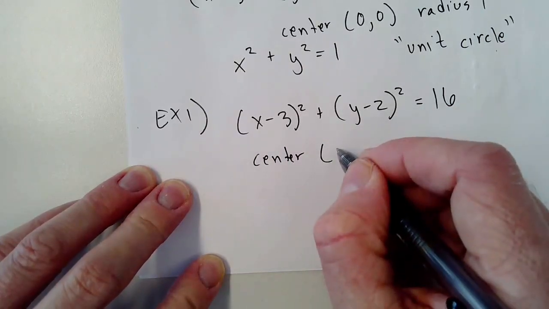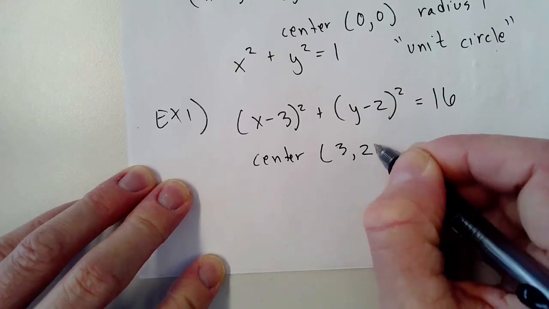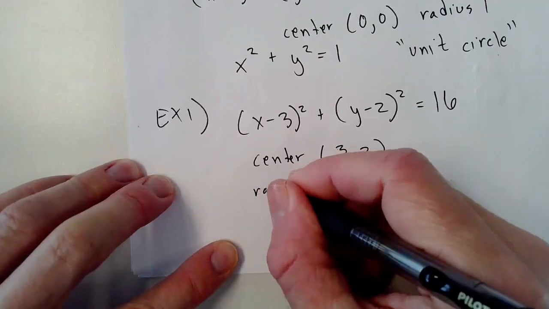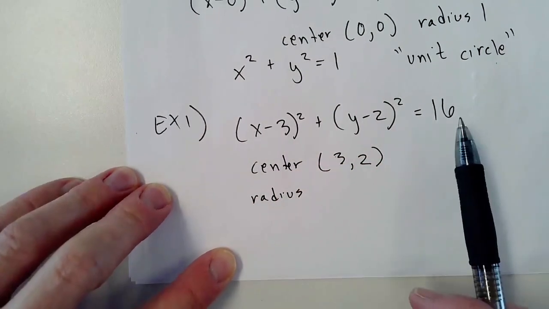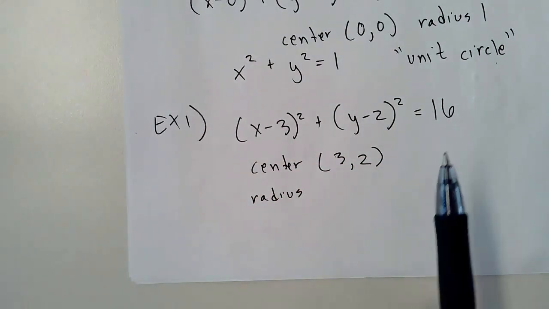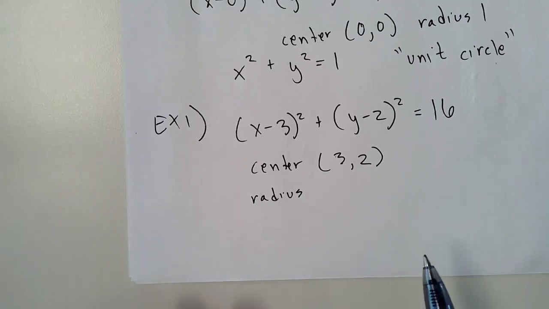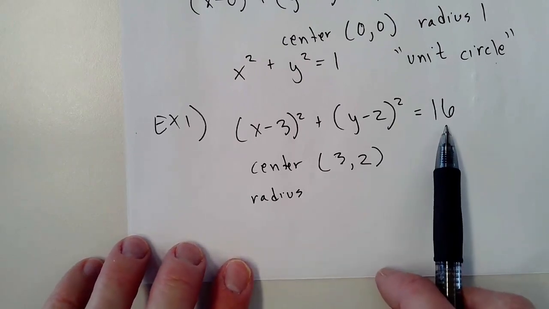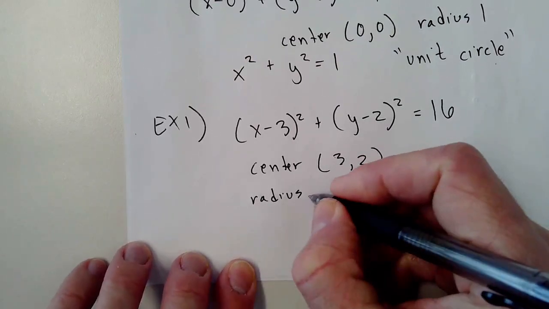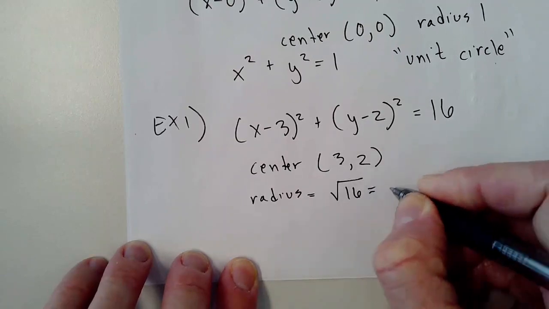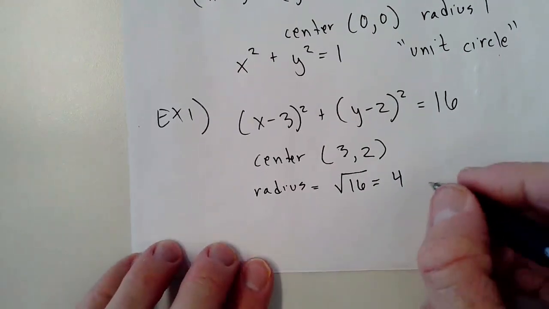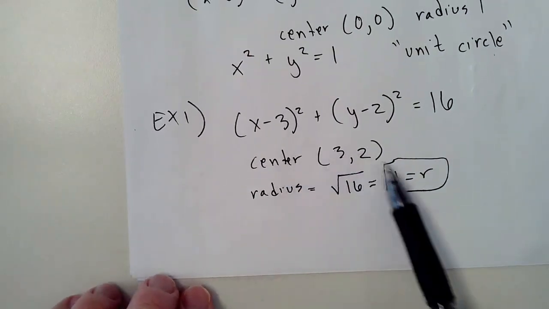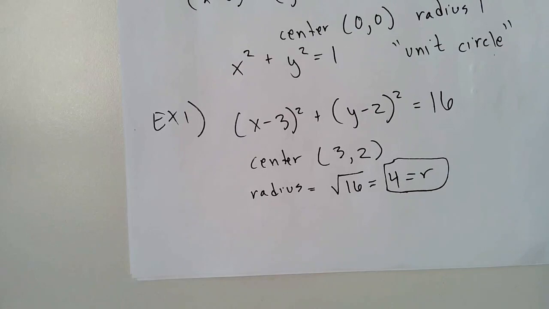3, 2. And then our radius would not be 16. What would it be? It would be 4, exactly, because the radius squared is 16. So then that would be the square root of 16, which is 4. So r is 4. So identify the radius, identify the center, and then sketch the graph.